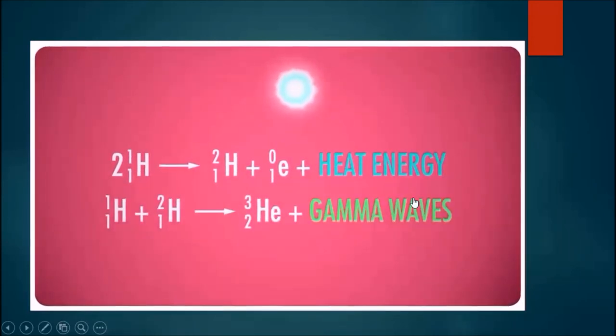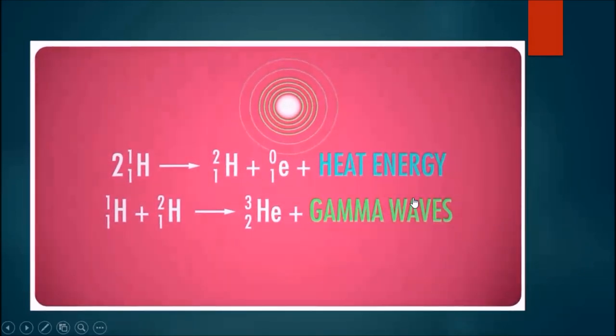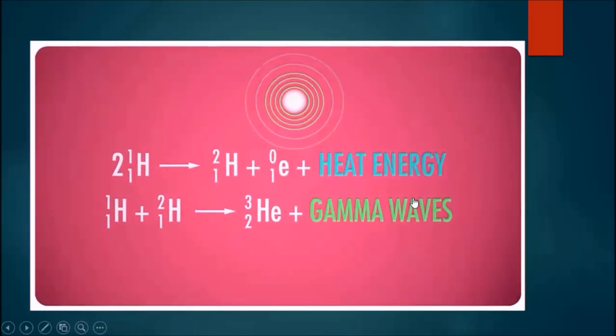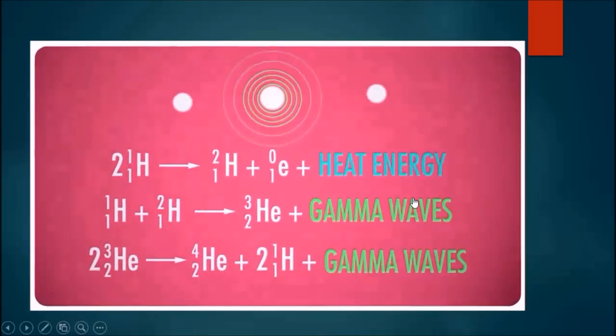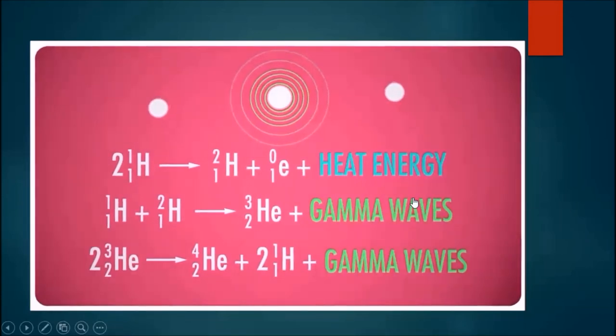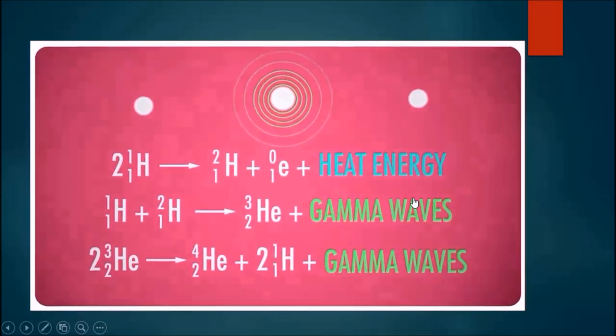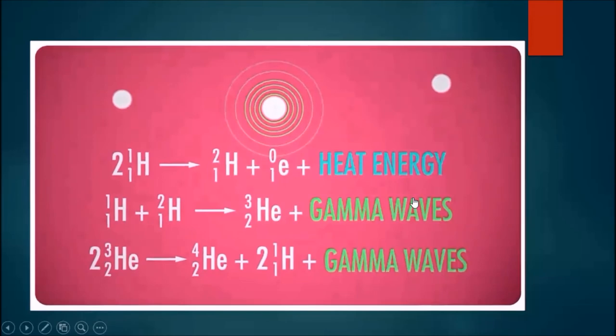Then another atom of hydrogen is joined to deuterium to form helium-3. This step also releases a lot of energy in the form of gamma radiation. When two atoms of helium-3 are available, they join together to form an atom of helium-4, as well as two atoms of regular hydrogen, which then can be used to begin the process all over again. This final step also, as you might imagine, releases a large amount of energy in the form of mostly gamma radiation. So this is a chain reaction too, but it's not a self-perpetuating one like we saw before.